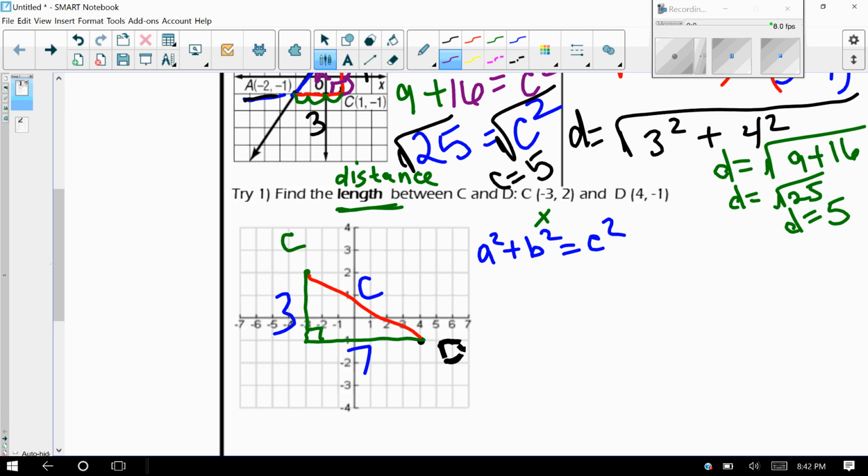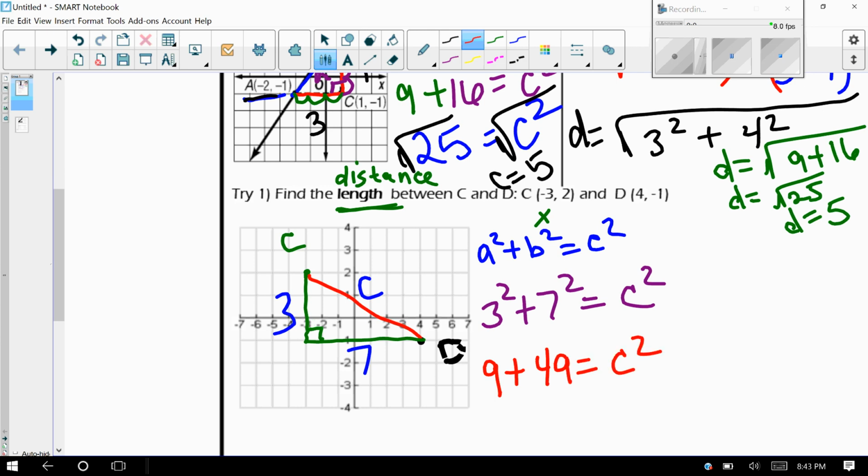Now I'm going to do this for you. A squared, it doesn't matter if you pick 3 or 7, they both will work. So we can say that this is 3 squared, right, plus 7 squared. You could have said 7 squared plus 3 squared. That would be the same thing, as long as you set it equal to the hypotenuse squared. That does matter. The hypotenuse has to be on the side by itself. Now, 3 squared we know is 9. 7 squared is 49 equals c squared.